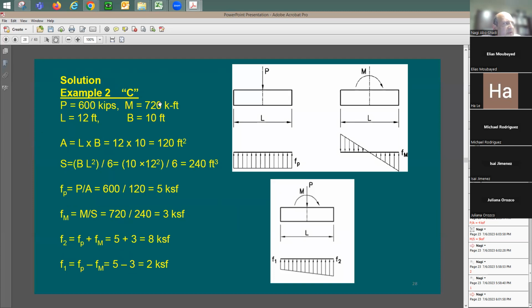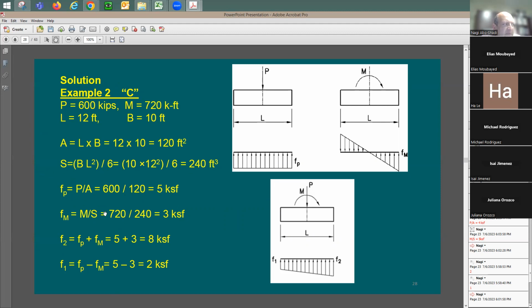600, 720, the footing is 10 by 12. Contact area of the footing with the soil, 120 square feet, 12 times 10. Section modulus, because the moment is acting this way, is BL squared divided by 6, very similar to the one that we did with the cracking moment. It's going to be 240 cubic feet. That's S.